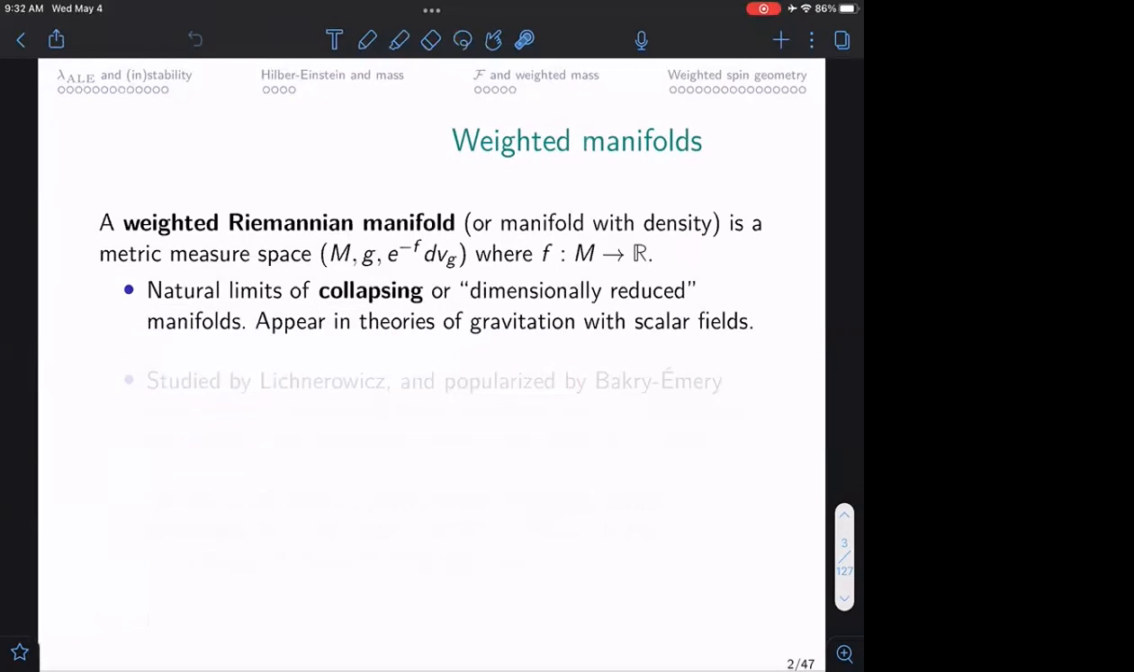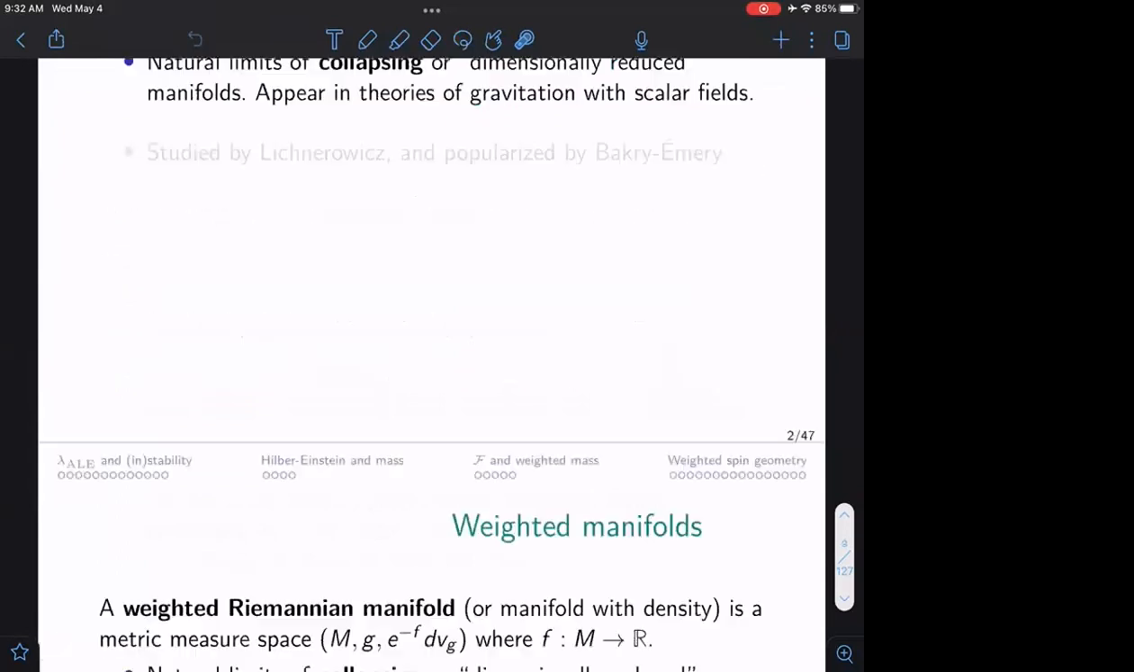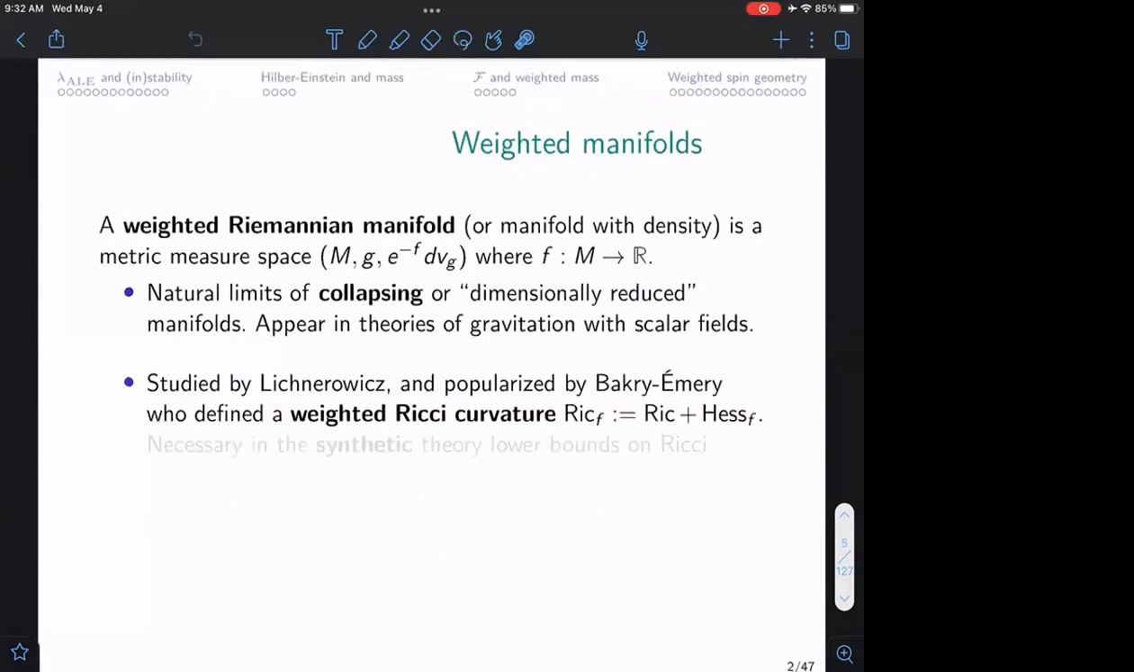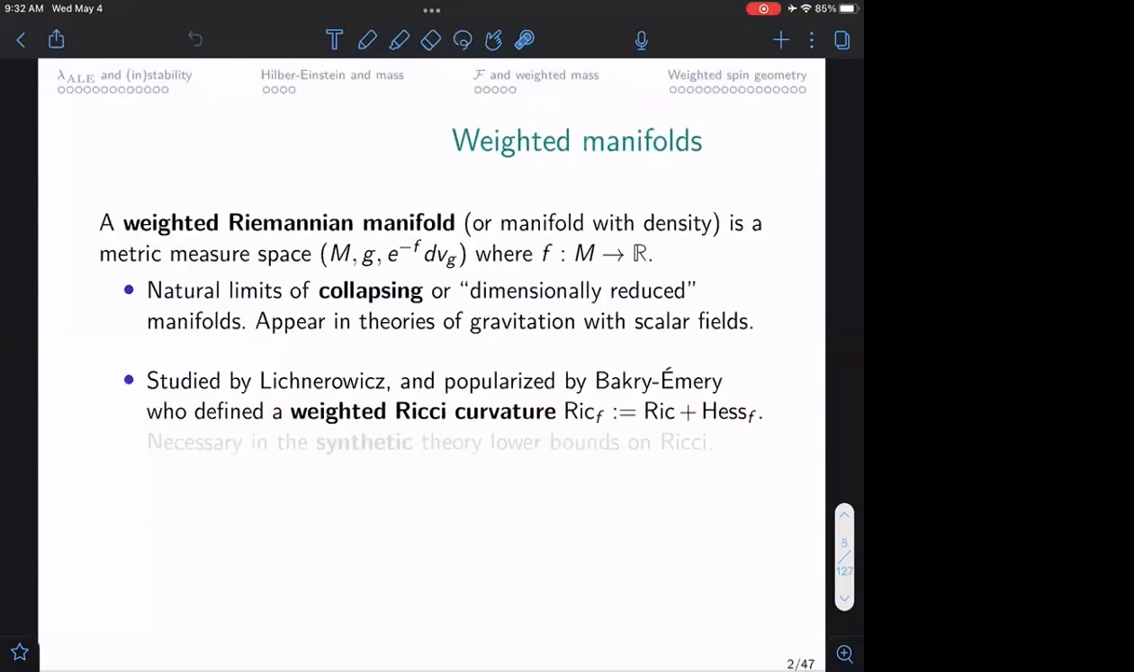Similarly in physics, they appear in theories where you have scalar fields, where you have some dimensionally reduced theory from a larger dimensional space. This was first studied by Lichnerowicz, but made much more popular by Bakry-Émery. They used it a lot in analysis and in probability theory as well.